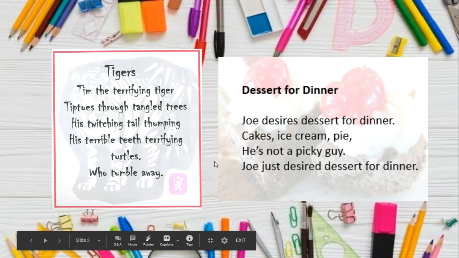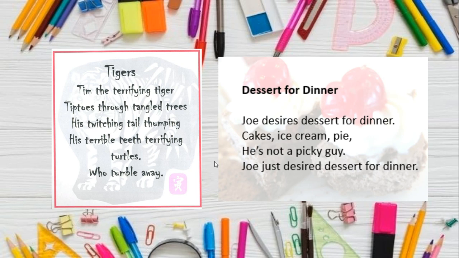Tigers. Tim the terrifying tiger tiptoes through tangled trees, his twitching tail thumping, his terrible teeth terrifying turtles who tumble away. Dessert for dinner. Joe desires dessert for dinner. Cakes, ice cream, pie. He's not a picky guy. Joe just desired dessert for dinner.